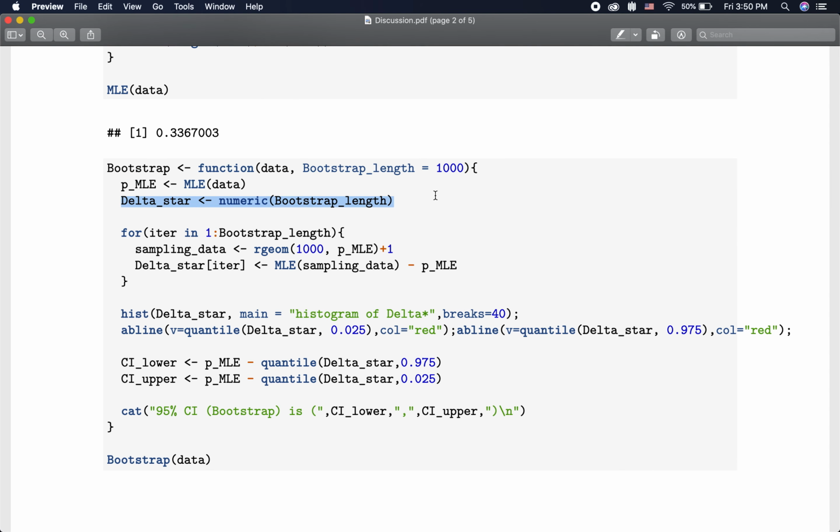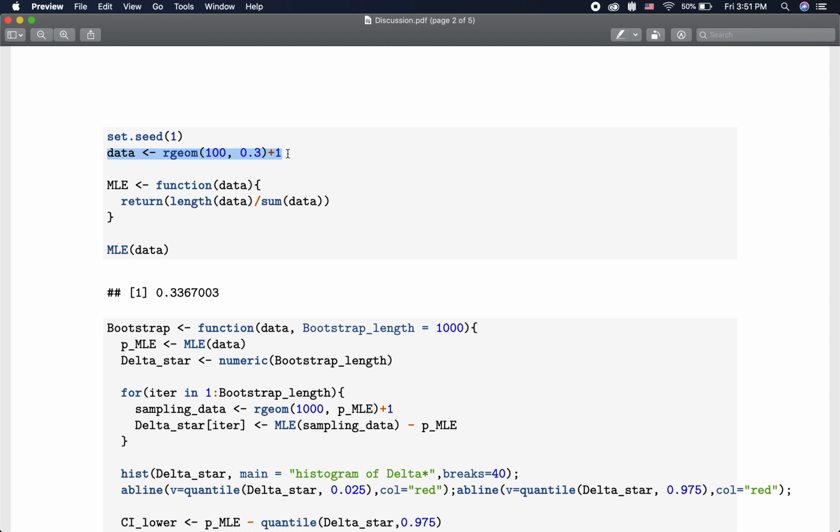Here we're going to run 1,000 simulations. I just create a placeholder to store those 1,000 numbers. So for each of the 1,000 bootstrap iterations, we simulate a data set. We simulate 1,000 data sets, and each sample has 1,000 random observations. So it's 1,000 of 1,000 observations, and for each bootstrap iteration we sample a data set, and then we calculate the MLE for our simulated data.